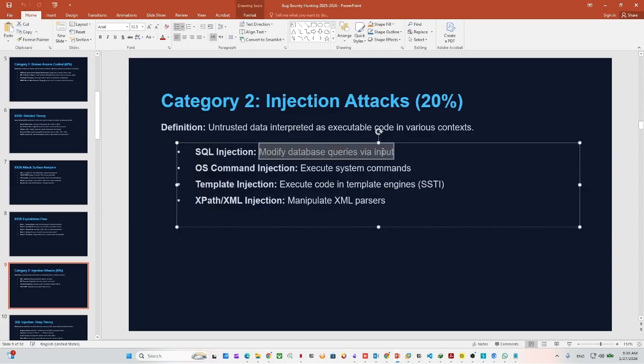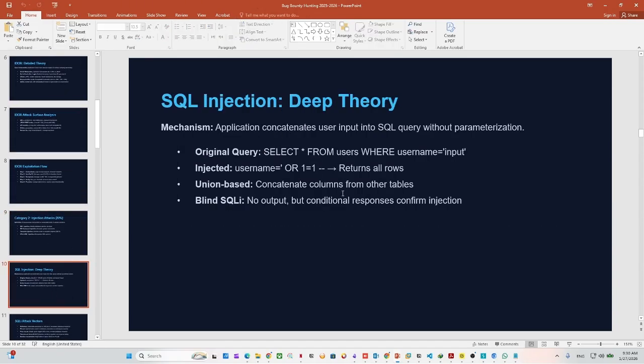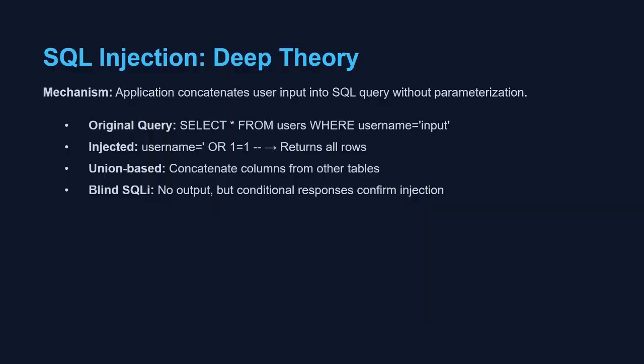SQL injection modifies database queries via input. OS command injection executes some system commands. Template injection executes code in template engines. But SQL is the most common one. So we go deep here in the theory. SQL injection is a mechanism where the application concatenates user input into a SQL query without parameterization.